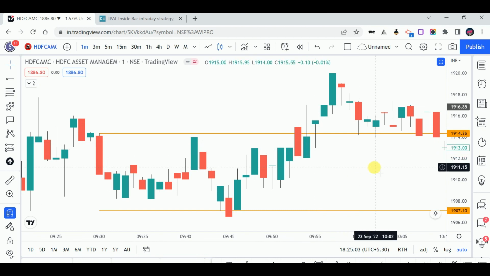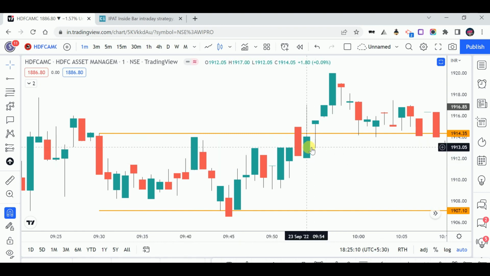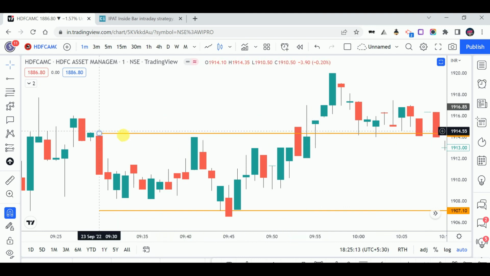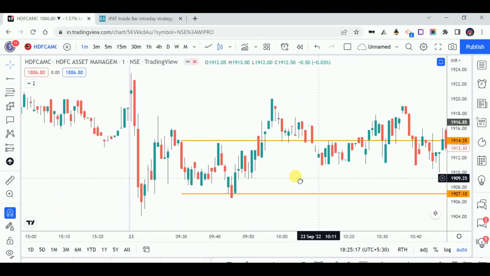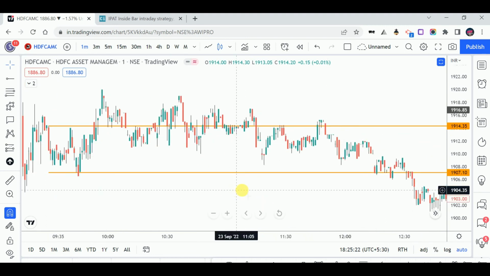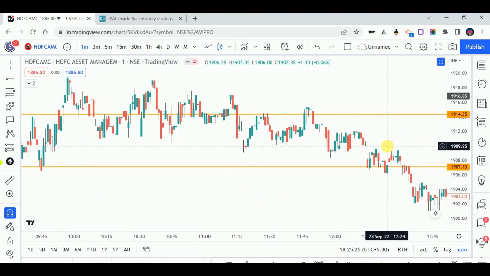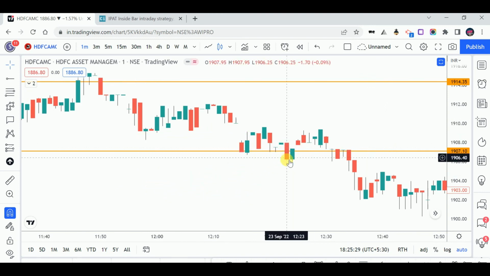I will rather wait for a candle like this one, which is a momentum candle, to come from below the range and then cross it and break this high. Then there were sideways positions happening till the afternoon range, but if we look closely at the short side, I got one very interesting momentum candle which is breaking the low of the inside bar range.